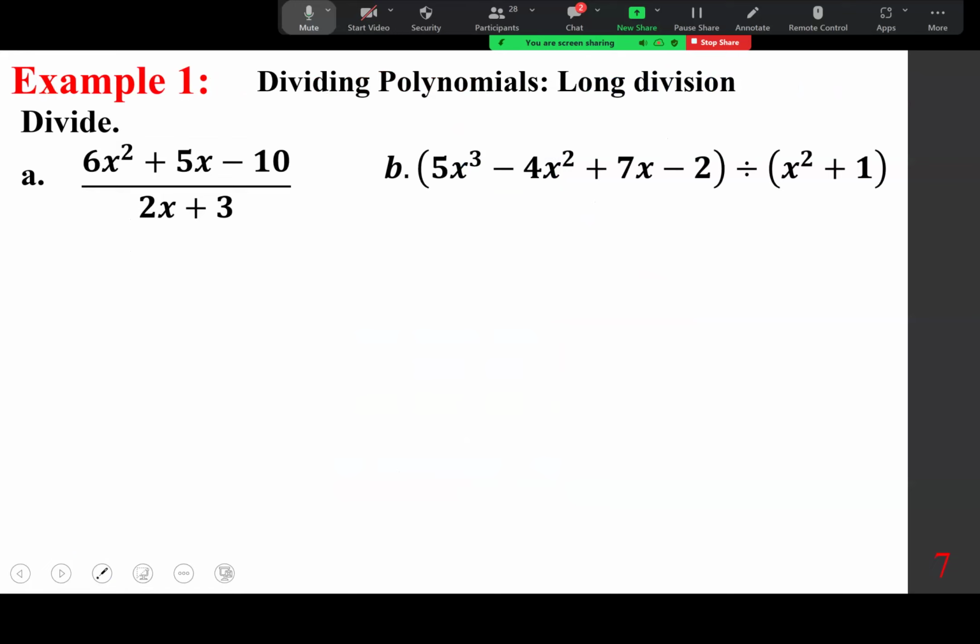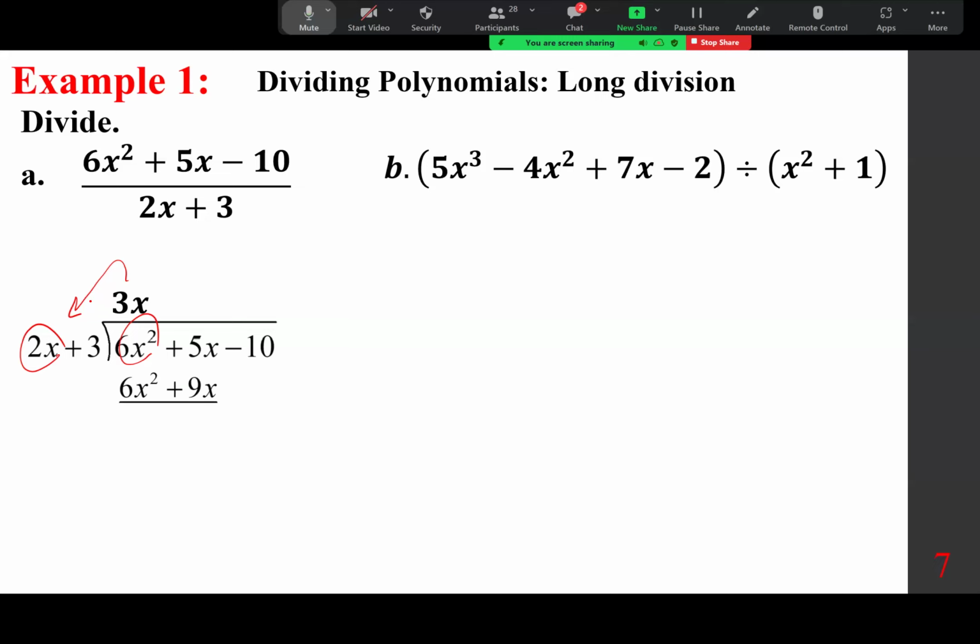Let's do long division quickly. We are going to divide the first one by the first one. Results in 3x. We're going to multiply the 3x and we get 6x squared plus 9x. We are going to subtract, so I'm going to change the sign to negative. These two cancel each other. And we get minus 4x. And we, of course, bring down negative 10.